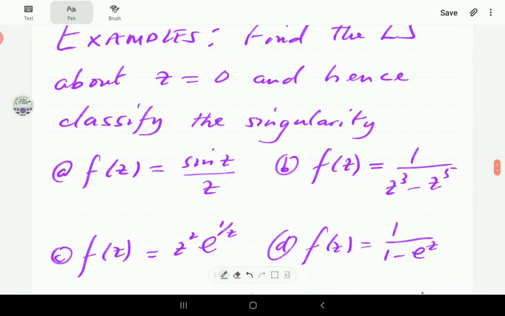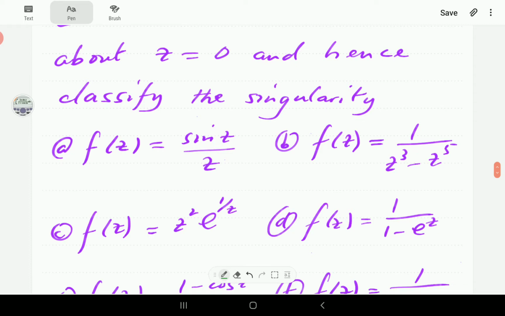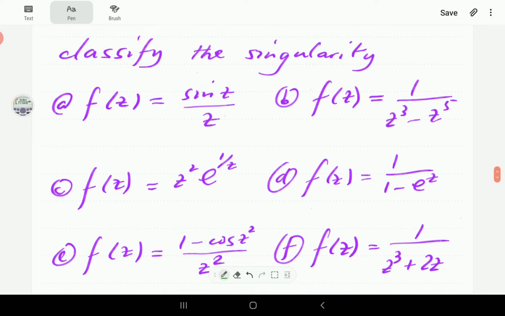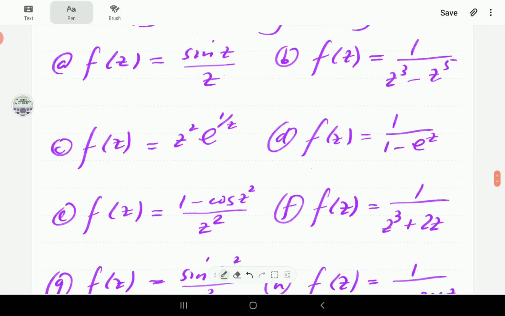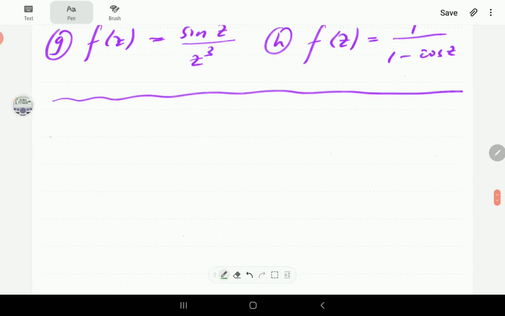All these functions given here are singular at z0. So what we're going to do is find the Laurent series at 0. Then we're going to use it to classify them as, well, whether it's simple poles, removable singularities, etc. Since we are at 0, we are typically going to use the Maclaurin series wherever it may be applicable. So the first one is sine z over z.